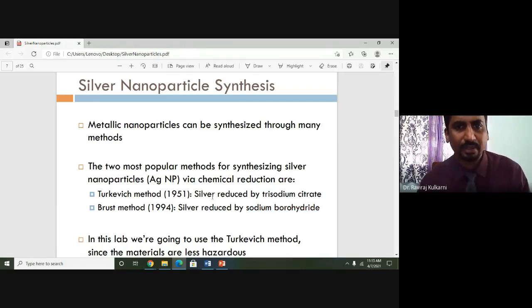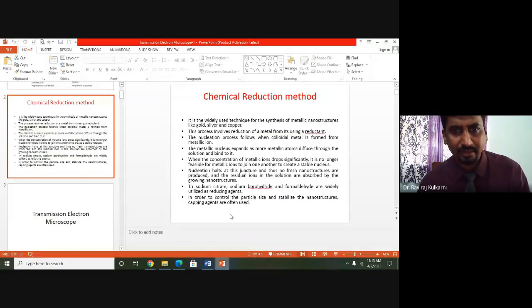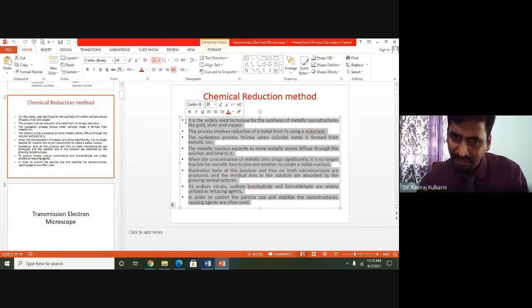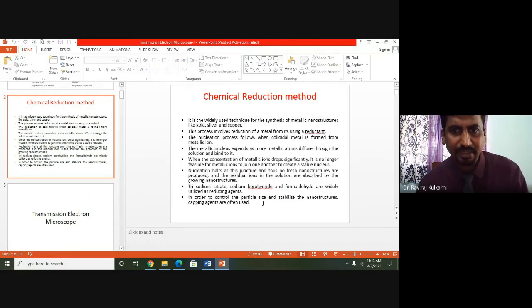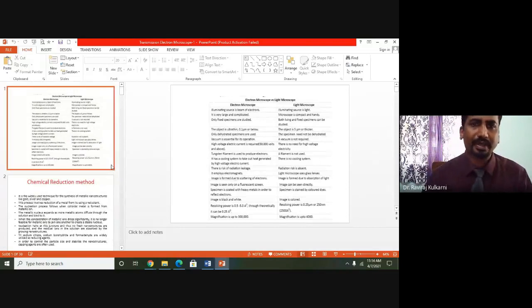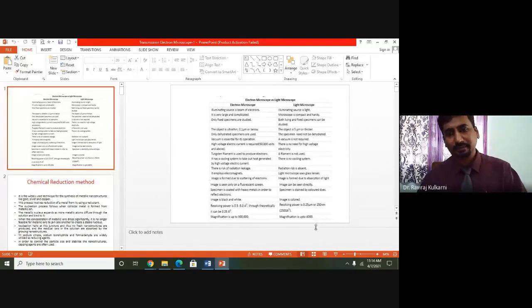In the Turkevich method, we use trisodium citrate as the reducing agent. Okay. And in both cases, you need to write this chemical reduction. This is common. Okay, the chemical reduction method part is common. The next is, in the Turkevich method, we use trisodium citrate. In the Brust method, sodium borohydride. Okay, so now we have prepared the nanoparticles. Okay, next is characterization.